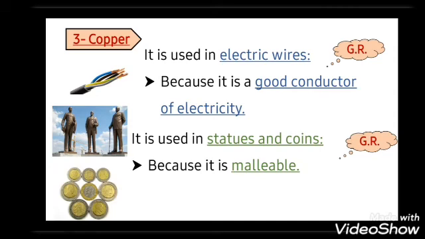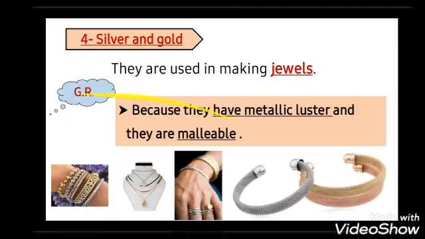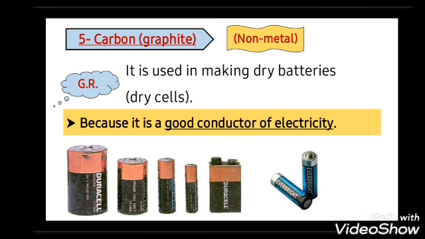Now pay attention. When I ask you why I use iron in electric wires, if you answer because it's malleable, it will be wrong. Okay? Copper is malleable, okay. But when he asks me why I use copper to make electric wires, I will answer because it's a good conductor of electricity. Okay? Number 4, silver and gold. They are used in making jewelry because they are malleable and shiny or have metallic luster. Shiny and malleable. Okay? The last one, carbon.